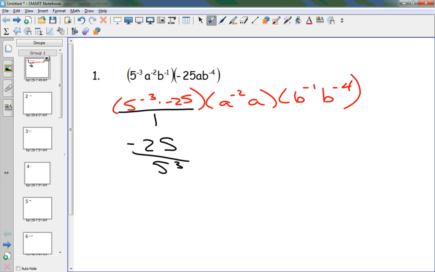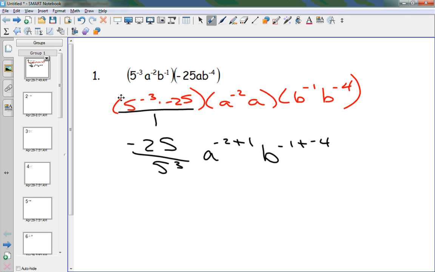Now, a to the negative 2 times a to the first. Why is there not a 1 there? It's understood to be there. So what do I do with those exponents? Do I add, subtract, or multiply? I add them. Just add the exponents. Okay, what do I do with the exponents on the b? You add them because they're attached by multiplication.